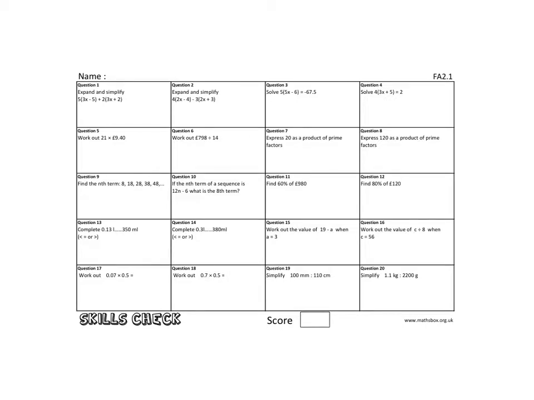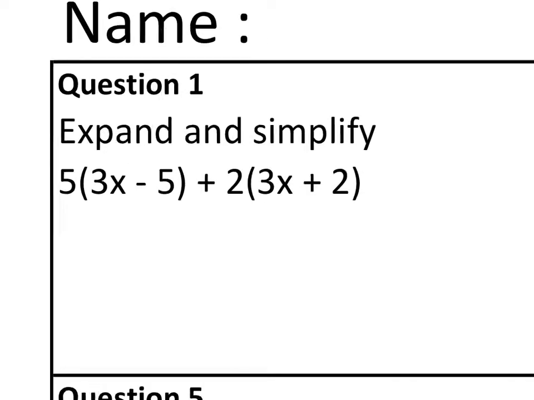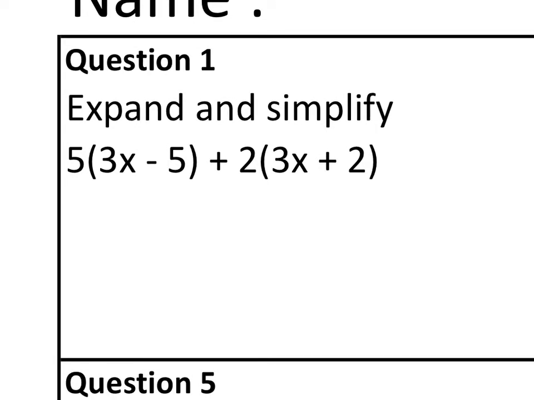This is the tutorial for the slightly harder, level 2 of the Year 10 homeworks. So question 1, expand and simplify. So you do your normal expanding: 5 times 3x, 15x, 5 times negative 5, negative 25. So that bracket, let's do this bracket now.